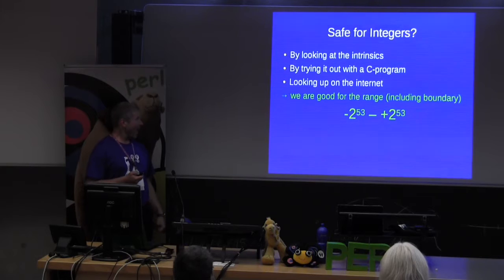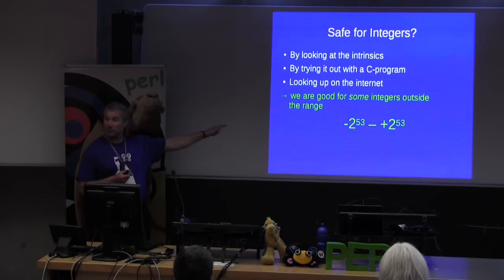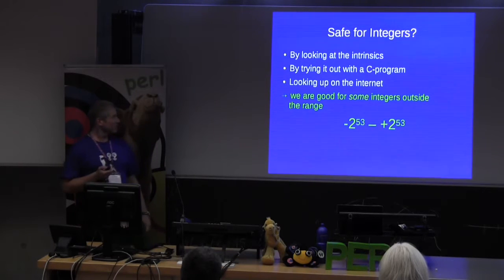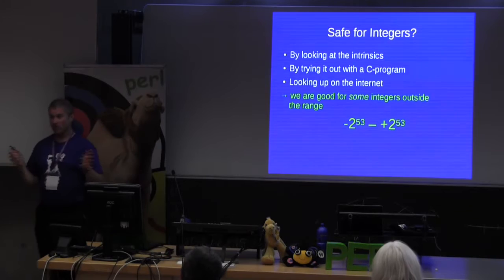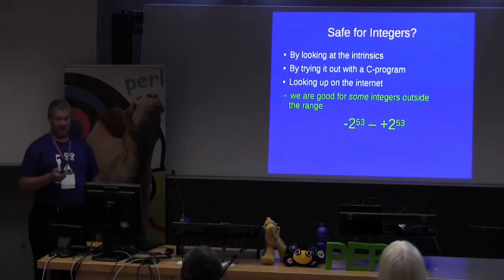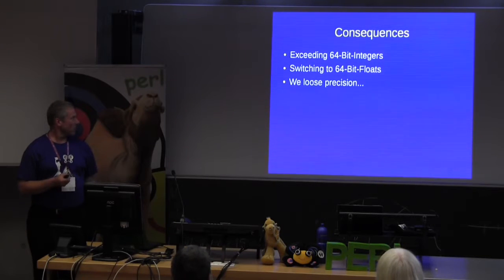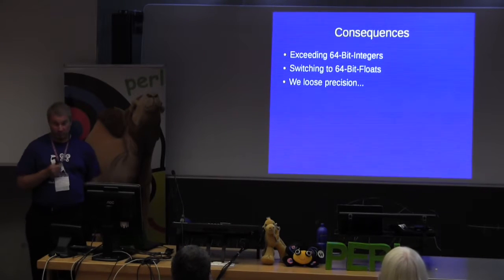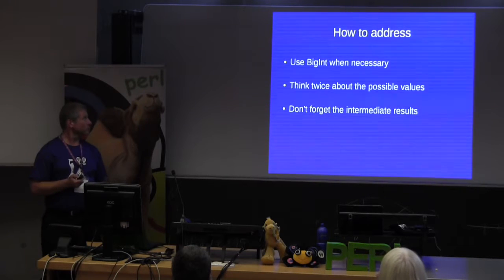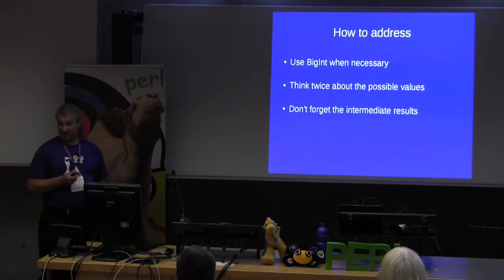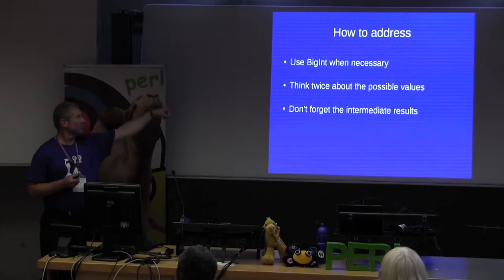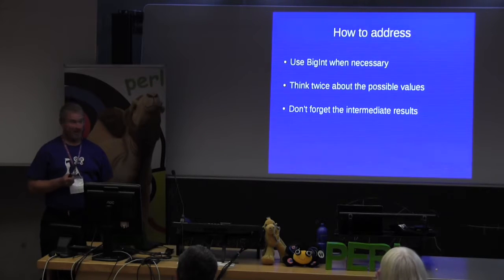Okay? And if we are outside the range, sometimes we're good, sometimes not. But then it's getting weird. So if we write JavaScript and we know for sure that all the numbers are within that range, then probably it's okay. So we lose precision in this case, that's the point. So how do we address it? The way we address it is, I would recommend to use BigInt when it's necessary. And we can think twice about the values.